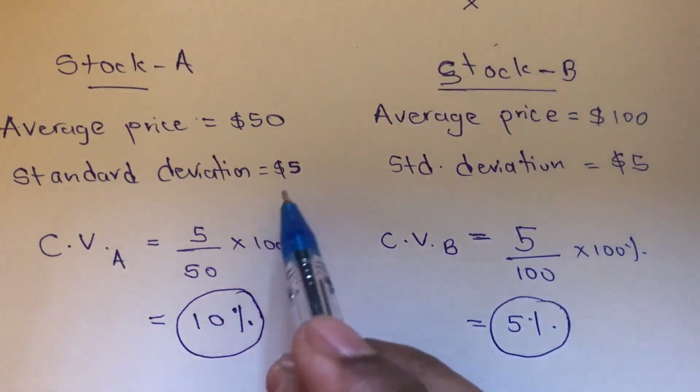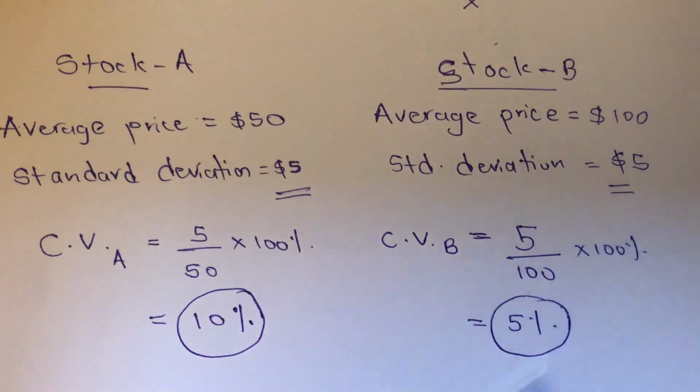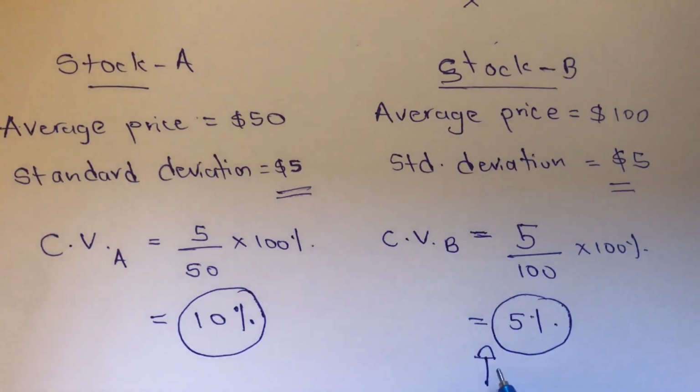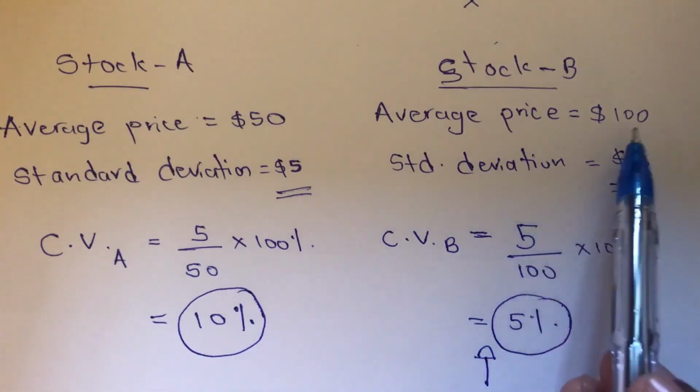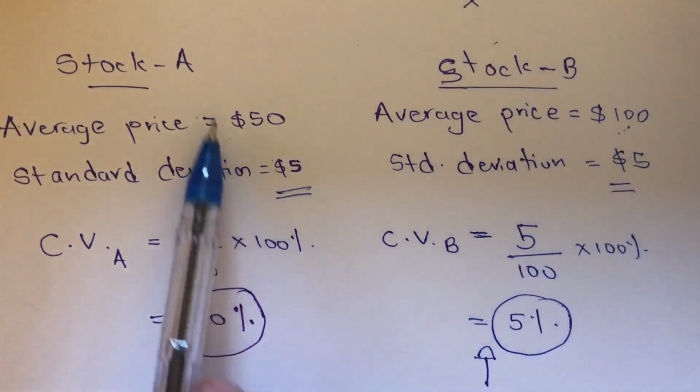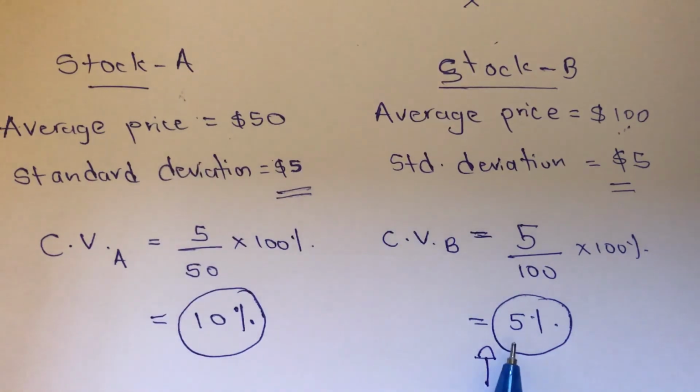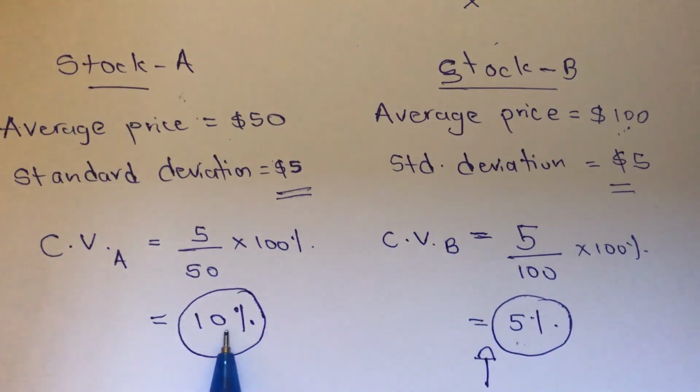Both stocks have the same standard deviation that we noticed. However, there is less variation in stock B relative to its average price compared to stock A. If you take the variation in stock B relative to its average price, it's only 5%. But for stock A, the variation is higher relative to its average price, and it's 10%.